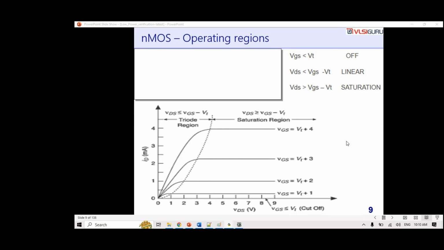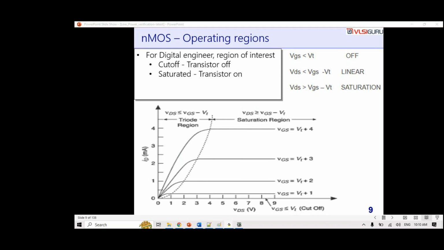Okay. So for a digital engineer, the region of interest will be the cutoff region where the transistor is off. As a digital engineer, we'll be talking about two things: logic zero and logic one. Logic zero corresponds to when it is cut off, the transistor is off. Logic one corresponds to a saturated region where the transistor is on. So these are the two regions we'll be talking about.